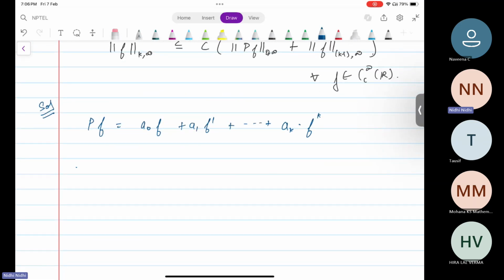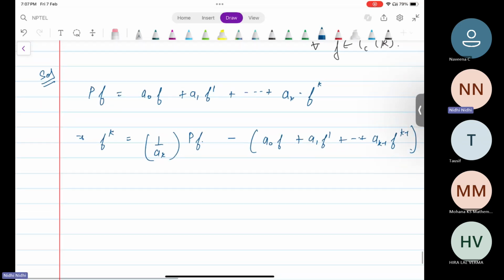So from here, we know that the functions a_i are strictly positive. They are non-zero. The a_i is never zero at any point. So I can divide everywhere by the function a_k. So from here we get f^(k) is equal to 1 by a_k times Pf minus a_0 f plus a_1 f' and so on up to a_(k-1) f^(k-1).